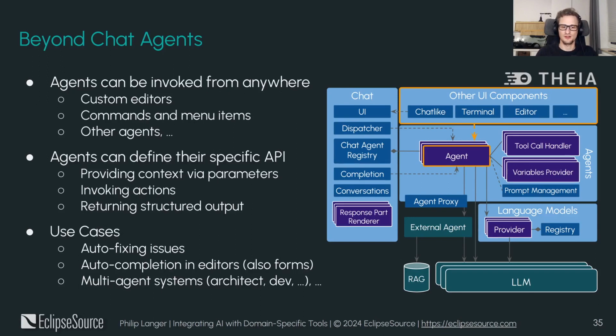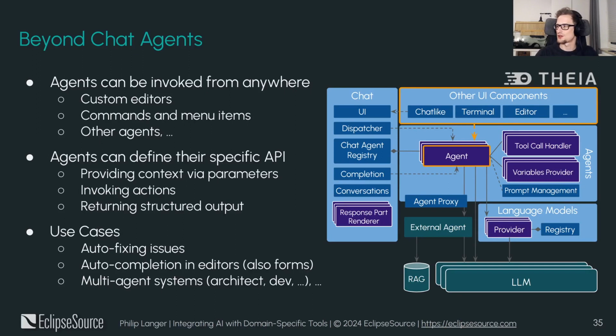Very often you use structured output again to make processing the result of the LLM very simple, and typical use cases are auto-fixing issues, auto-completion in editors, or even multi-agent systems, which we've seen a little bit before, where one agent calls the classification agent, gets a response back and stuff like that.